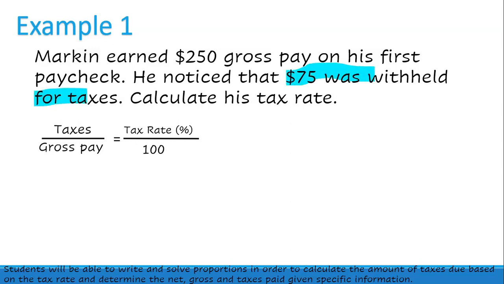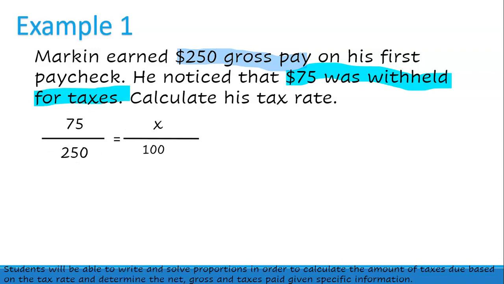So what do we know first? Well, we know that he withheld $75 in taxes, so $75 goes where the taxes are. His gross pay was $250, so put that in. And we're looking for his tax rate, so that's our X. Now we're going to do our butterfly method. Cross multiply. 250X equals 75 times 100.